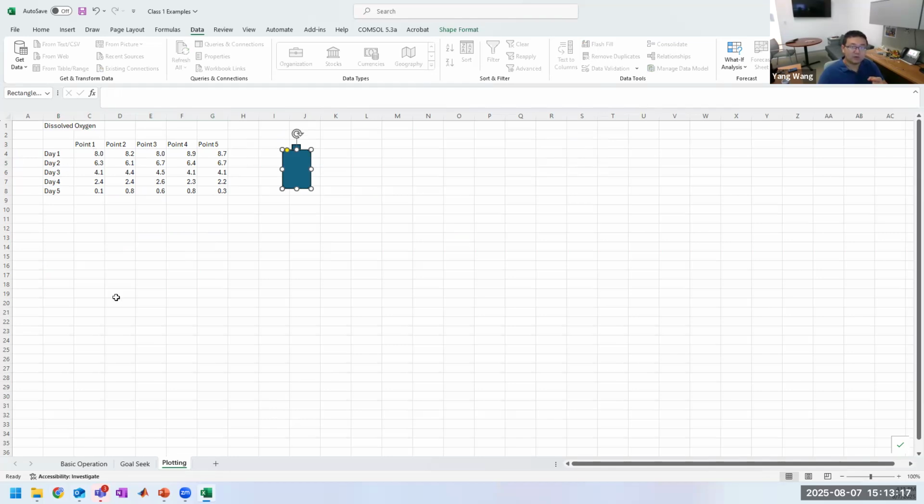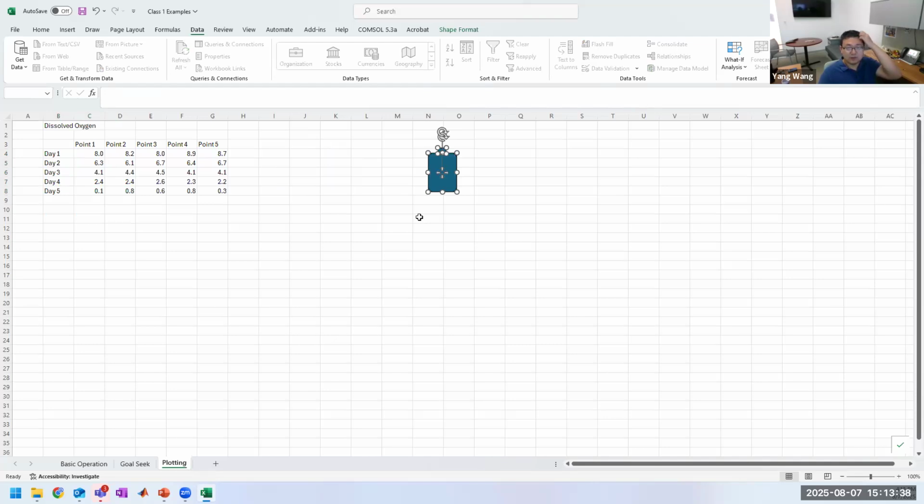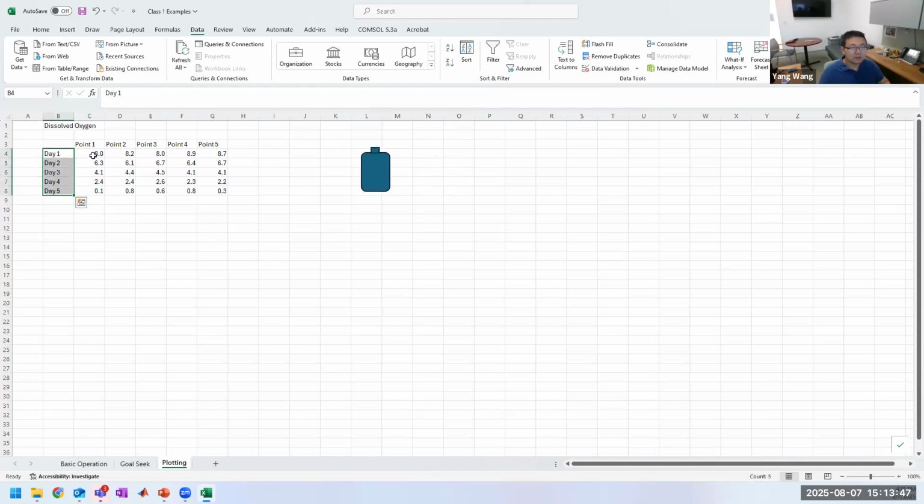And then we monitor the dissolved oxygen concentration, because we know that there are organics in the water, and there are also bacteria in the water. So the dissolved oxygen concentration is going to reduce. So day 1, day 2, day 3, day 4, day 5. How do we show the decrease of the dissolved oxygen concentration in an Excel plot? Here we know the time. We just need to show the dissolved oxygen concentration.